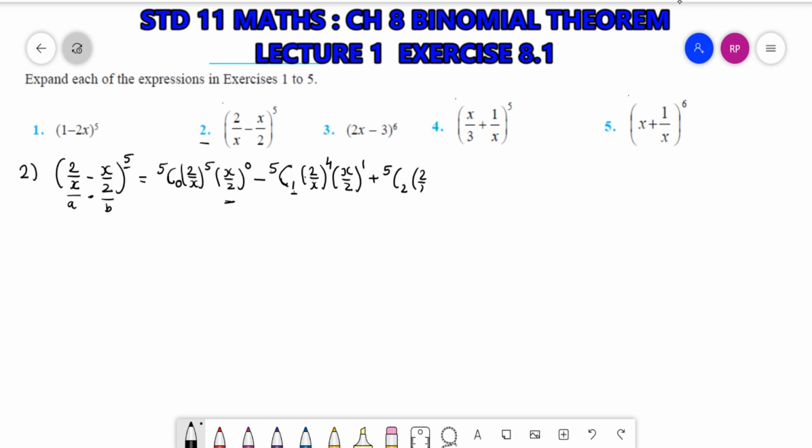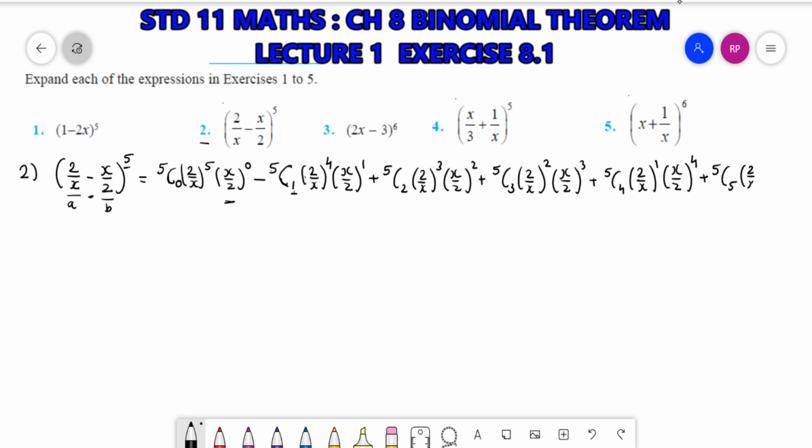5c2, 2 by x, reduce it by 1, so 3, x by 2, reduce it by 1, so 2, plus 5c3, 2 by x, reduce it by 1, so 2, and x by 2, so 3, plus 5c4, 2 by x whole raised to 1, x by 2 whole raised to 4, plus 5c5, 2 by x whole raised to 0, x by 2 whole raised to 4.